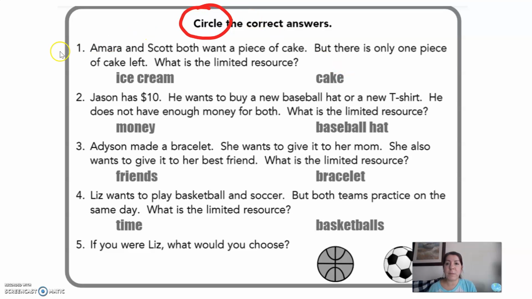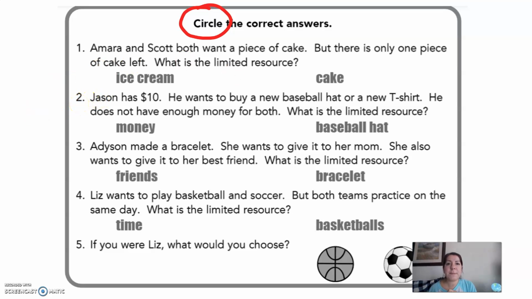The first one, number 1 right here, says, Amara and Scott both want a piece of cake. So they both want one piece of cake. But guess what? There's only one piece left. What is the limited resource here? Is it the ice cream or is it a cake? I'll give you a second to make your choice, and then I'm going to move on to number 2.